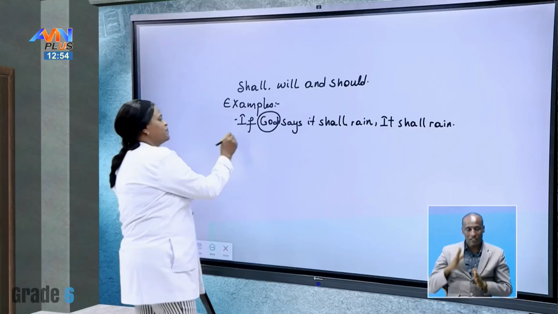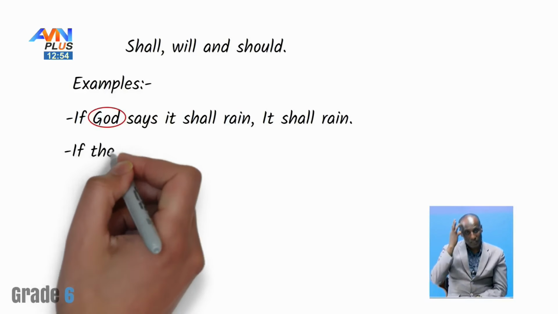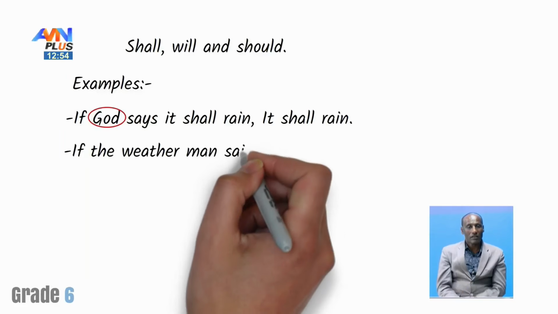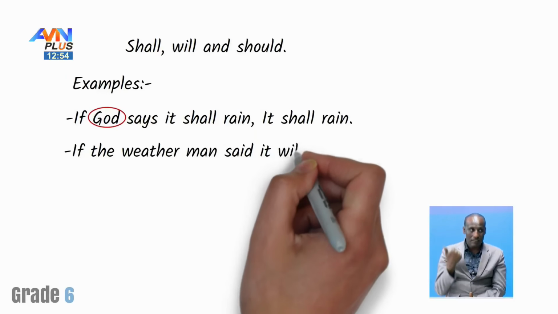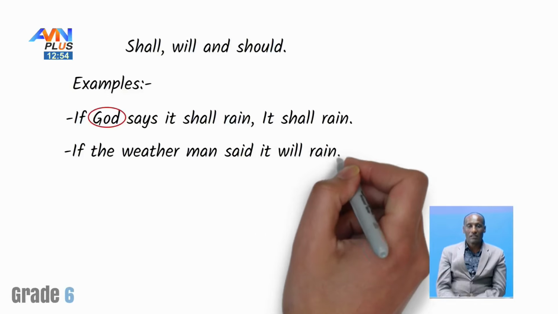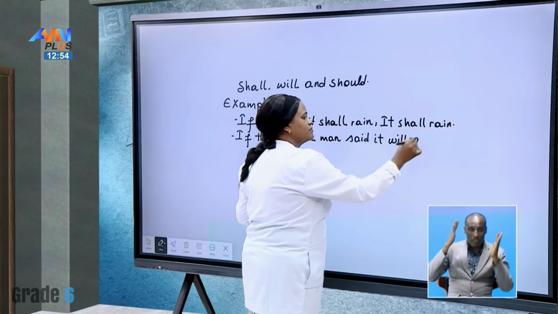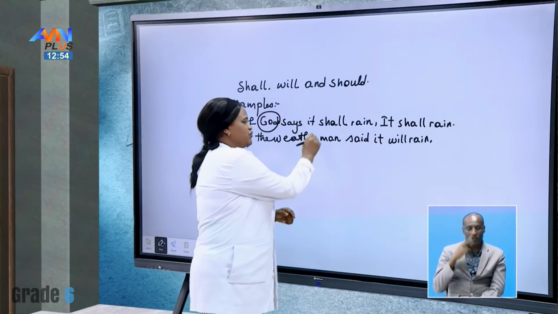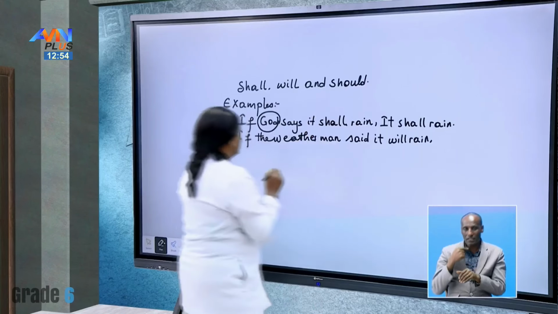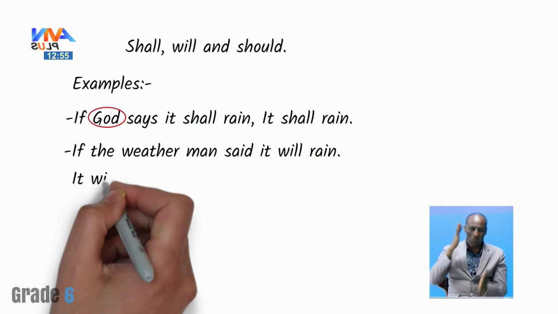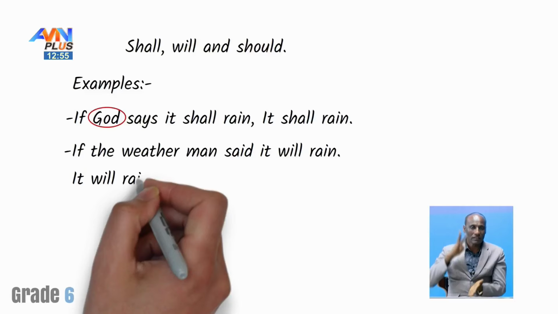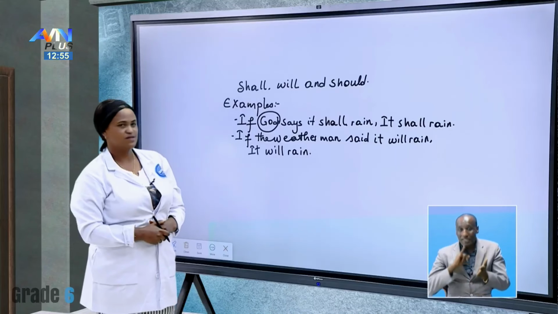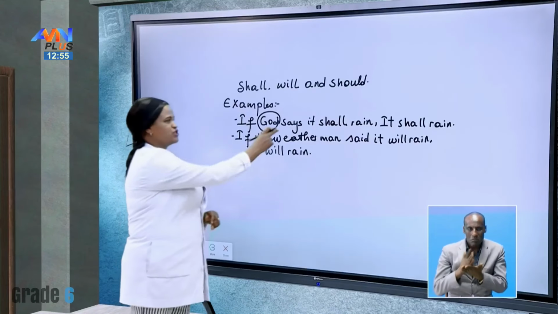Let's go. If the weatherman said it will rain, now look, if the weatherman said it will rain, what happened? It will rain. What is the difference between these two sentences? Just out of using will and shall, what do you understand?